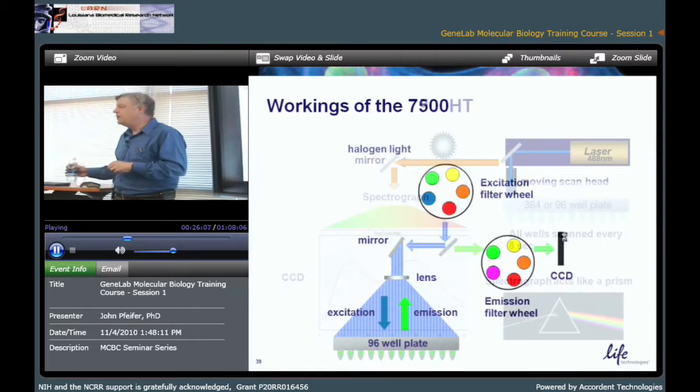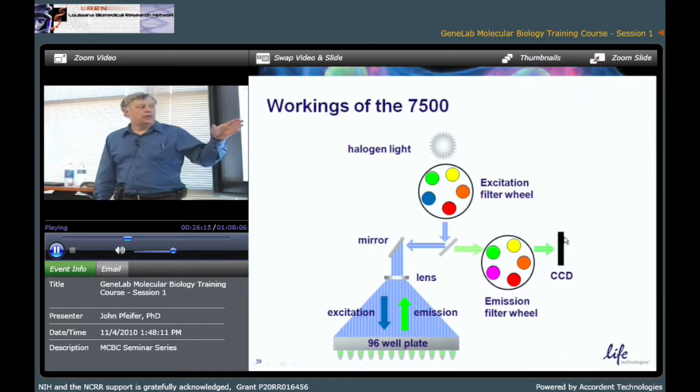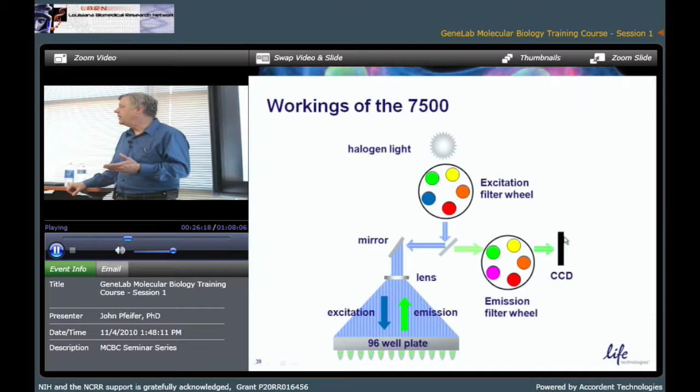In contrast, the 7500 uses a halogen-based excitation. So it's broader excitation wavelengths, and those excitation energies are passed through 5 filters in a filter set, a filter wheel. The emissions are then passed through 5 emission filters in a filter wheel and detected again on a CCD.